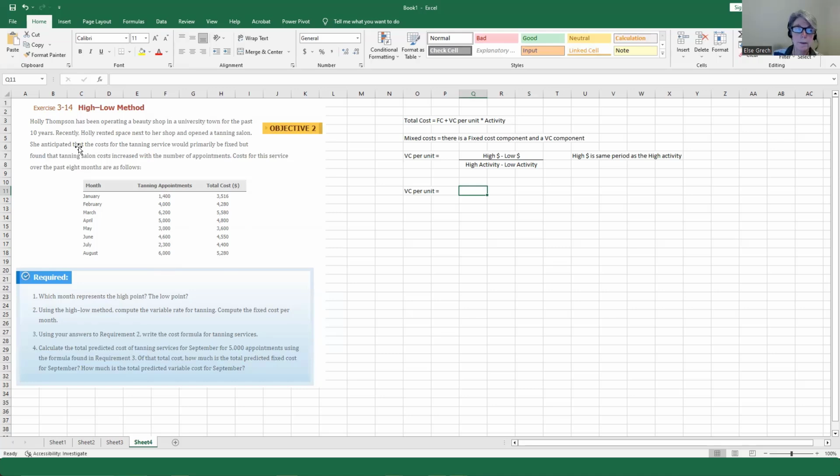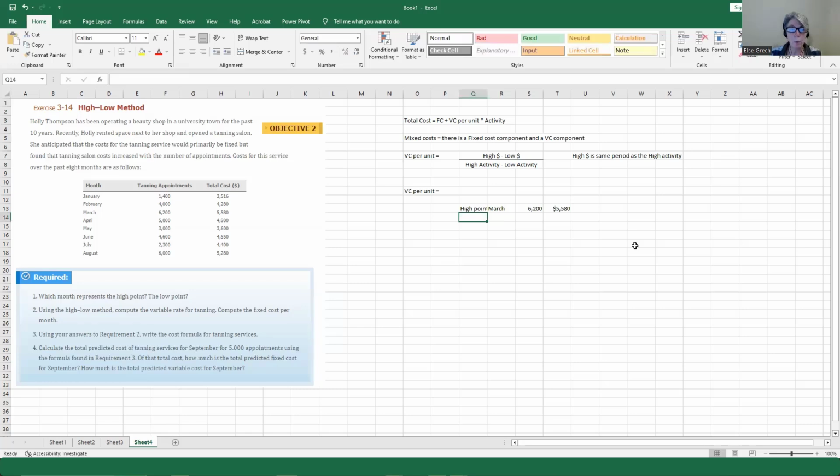And notice that Holly even talks about this, that the costs of the tanning services are primarily fixed, but costs increase with the number of appointments. So the number of appointments is the driver. Okay, so which month represents the high point? So high point is March. So March is 6,200. So I'm going to put that the high point is March, and that is 6,200 activity. We automatically take the total cost from there, and the total cost from there is 5,580.